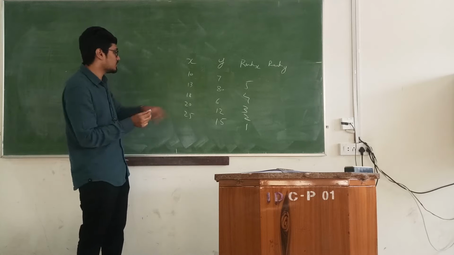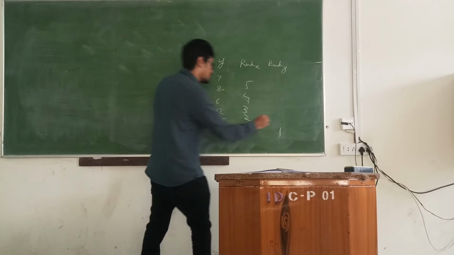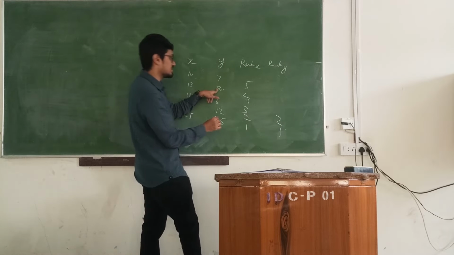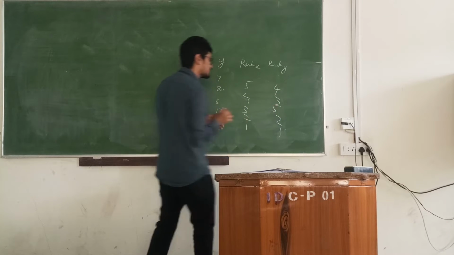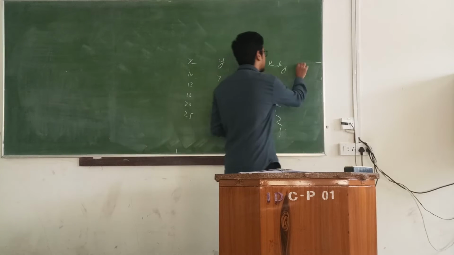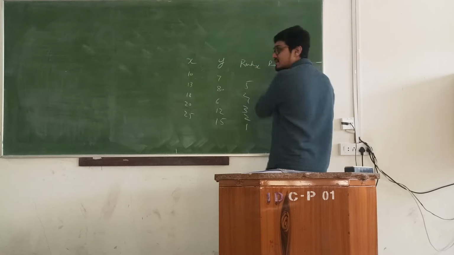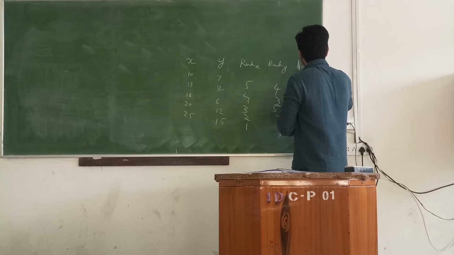Descending order. Now here also we will assign rank. Here 15 is highest for Y, 1, 2, and this is third, fourth, fifth. We will assign ranks like this, and then we will find out the difference, that is mod of rank of X minus rank of Y.